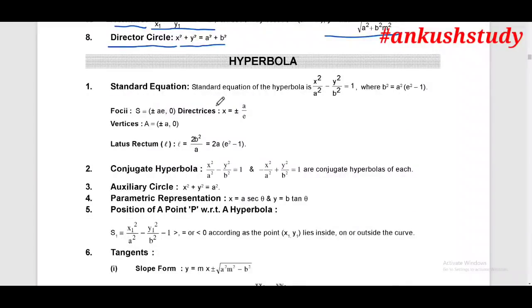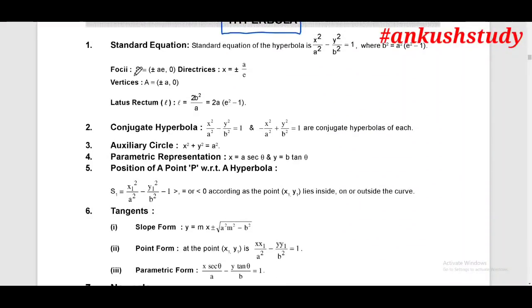And now let's move on to the next chapter, the very important chapter, hyperbola, which is commonly asked in these examinations, and thus you have to be thorough with all these formulas. The standard equation of the hyperbola is x square upon a square minus y square upon b square is equal to 1, where b square is equal to a square into bracket open e square minus 1.